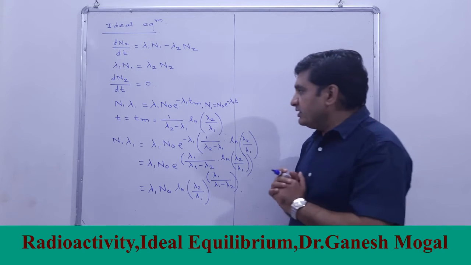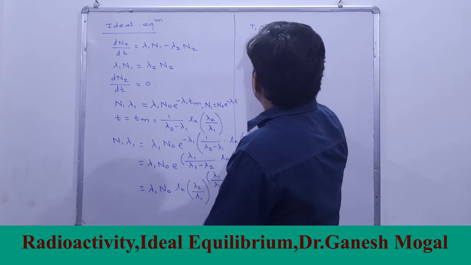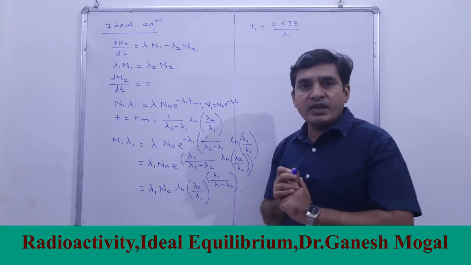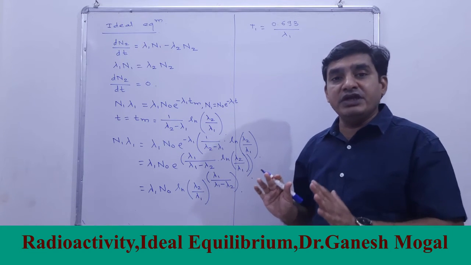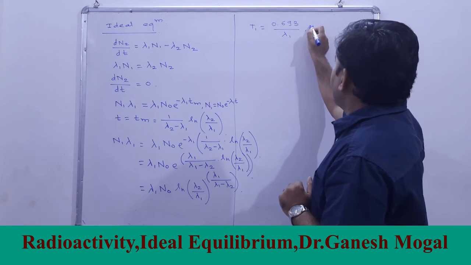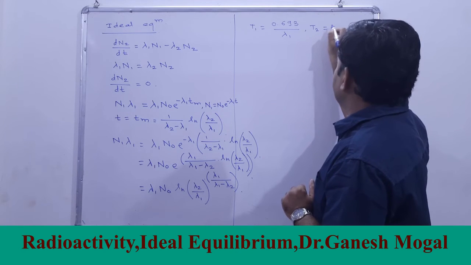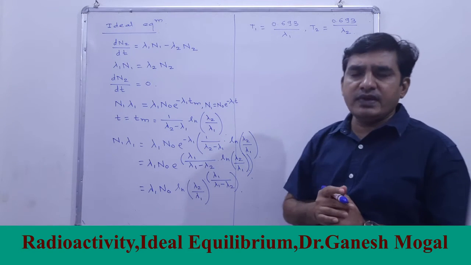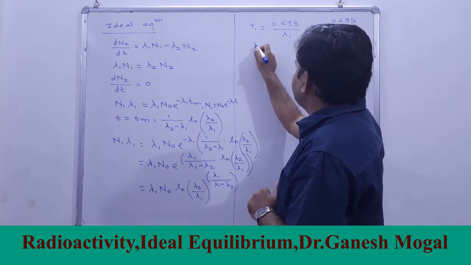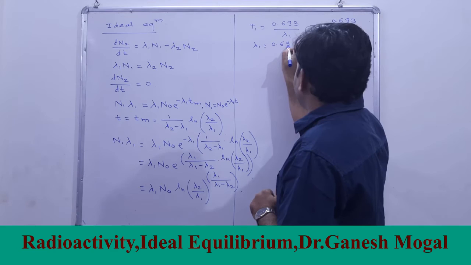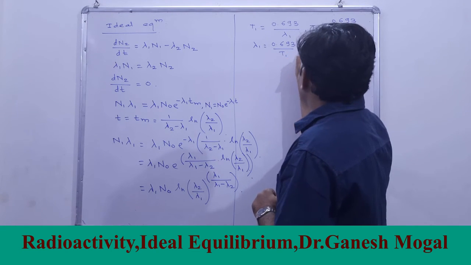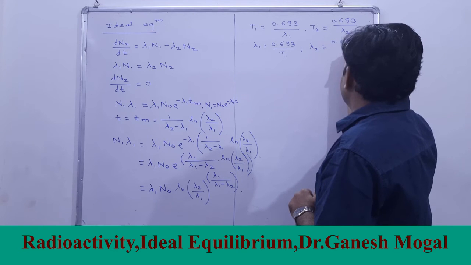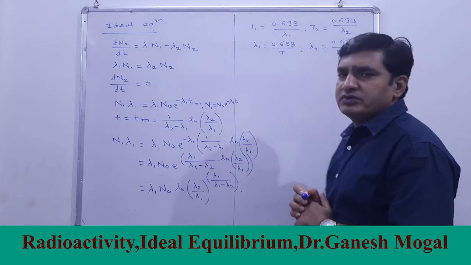Now we know that the half-life period T1 is equal to 0.693 divided by lambda 1. This is the formula for the half-life period of the parent atom. Also, the half-life period of the daughter atom can be written as T2 equal to 0.693 divided by lambda 2. From this we can say that lambda 1 is equal to 0.693 divided by T1, and lambda 2 is equal to 0.693 divided by T2.